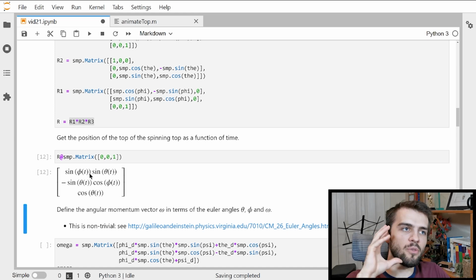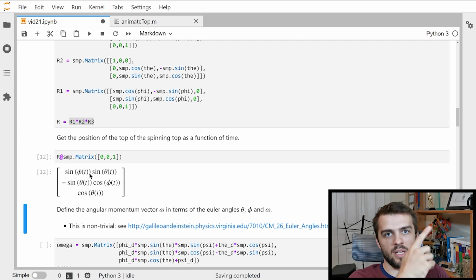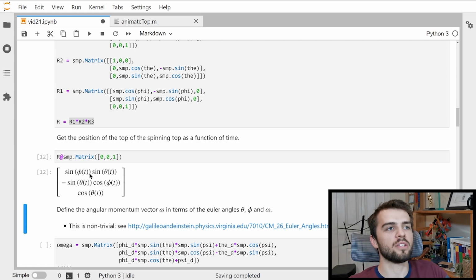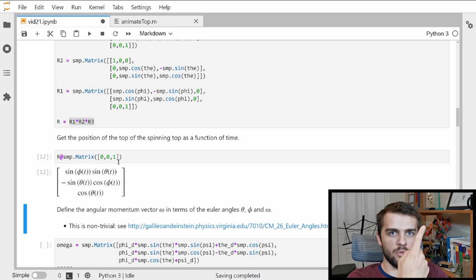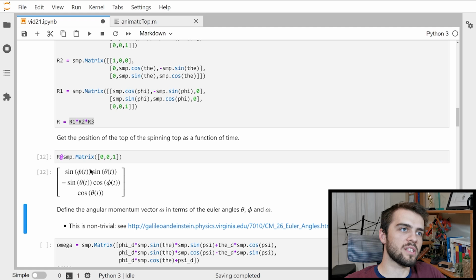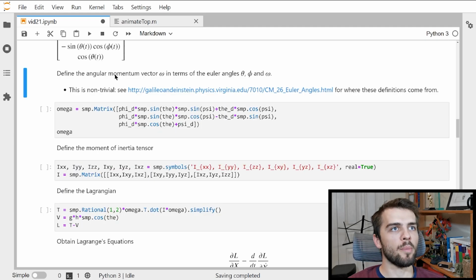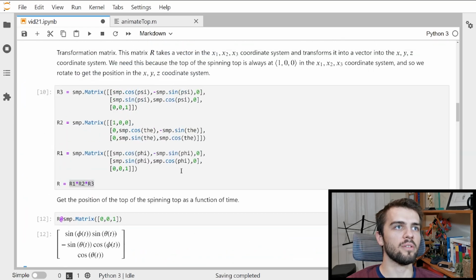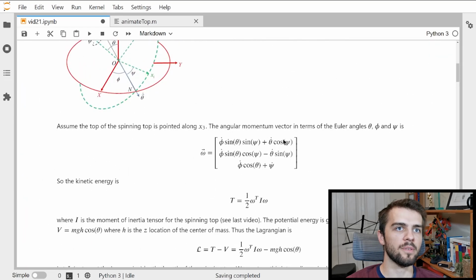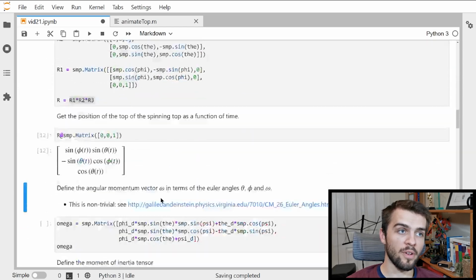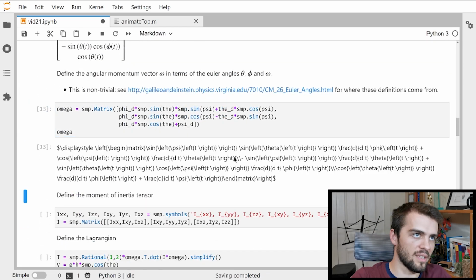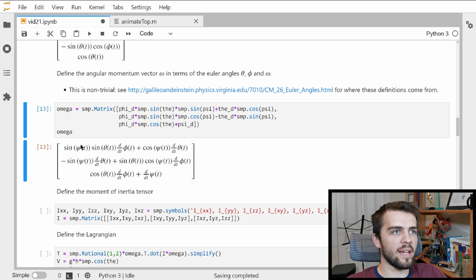And so once I find theta, phi, and psi as functions of time, of course, it doesn't depend on psi because psi is just the rotation of the spinning top, but I can plot the rotation of the spinning top in the red coordinate system once I solve for these functions using Lagrange's equations. So next what I do is I define the angular momentum vector omega in terms of the Euler angles. Of course, I express this up here. I just write this down. The derivation for this is complicated, so I just define it like this. And so this is my vector omega expressed in terms of all three Euler angles.